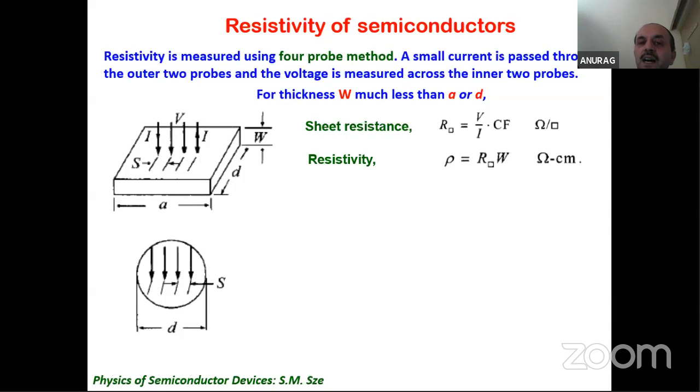So the sheet resistance multiplied by thickness gives you the resistivity, in ohm centimeter. Ohm centimeter is the conventional unit of resistivity. The SI unit will be, let's say, ohm meter, but you can always convert them into each other. So this is how we have measured the resistivity using the collinear 4-probe method.